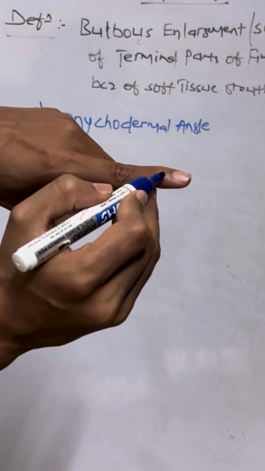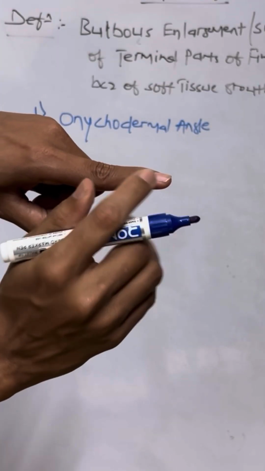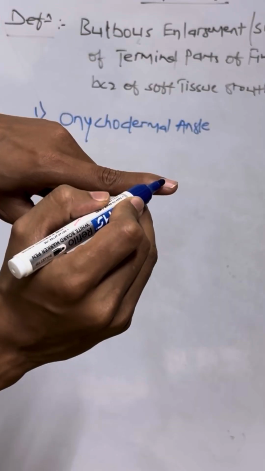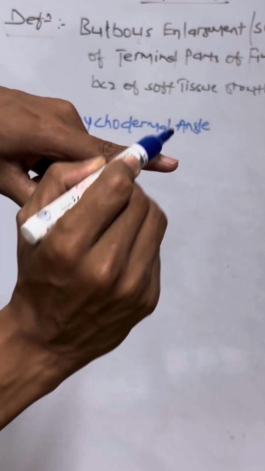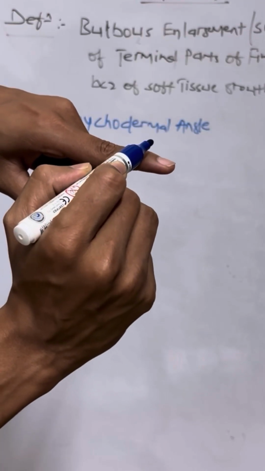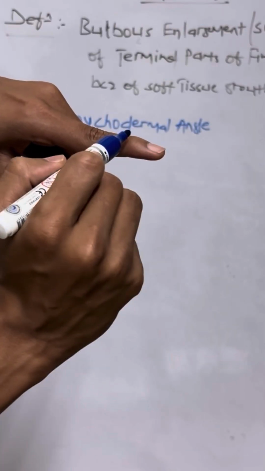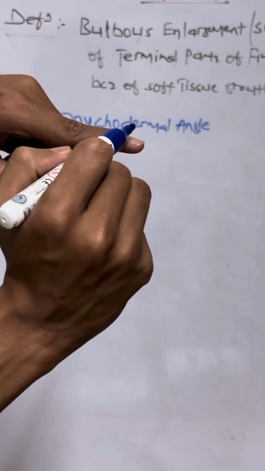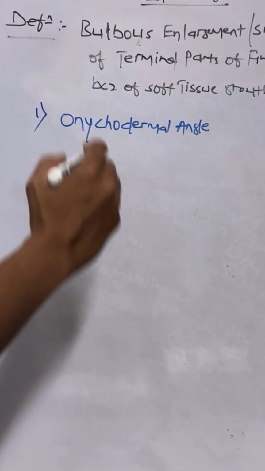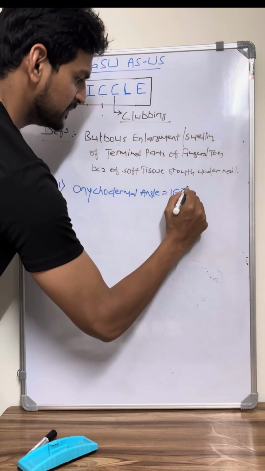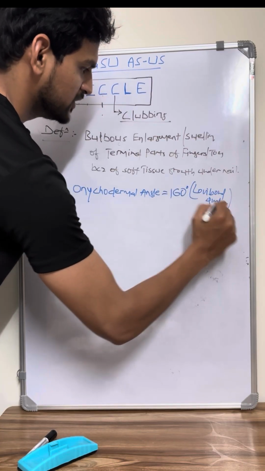So this angle, as we can see, will normally be 160 degrees. To understand easily, suppose at the nail fold the nail is at a perpendicular angle, as if the nail was straight like this, it would form 90 degrees. But in the normal situation, the nail is flat, almost in line with the skin fold, so this angle will be around 160 degrees. This is called the onychodermal angle, nothing but the Lovibond angle. So normally it will be 160 degrees. This one we have to observe.